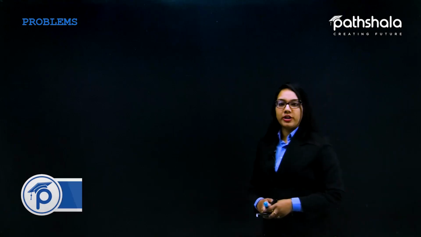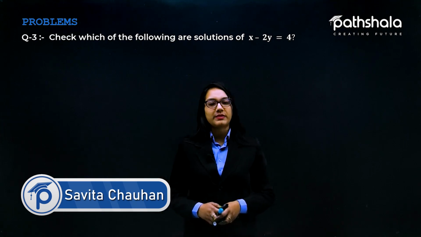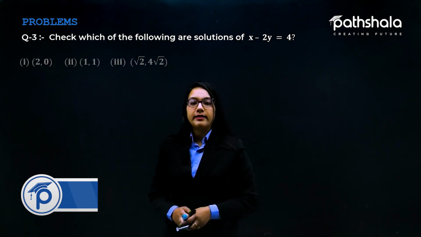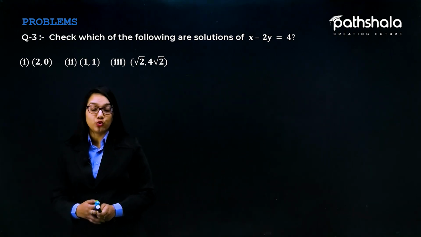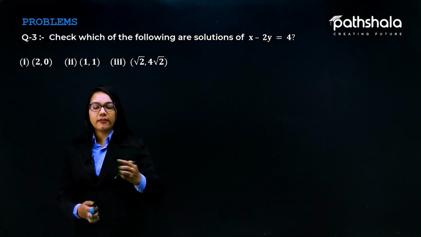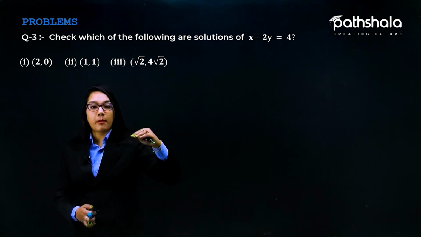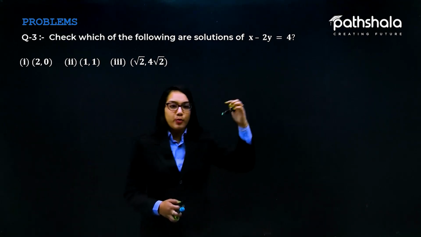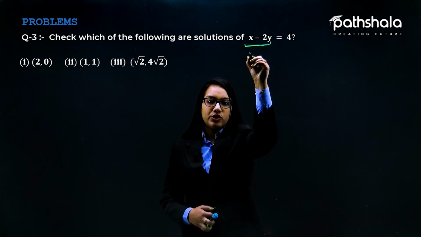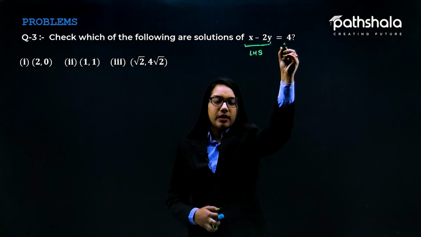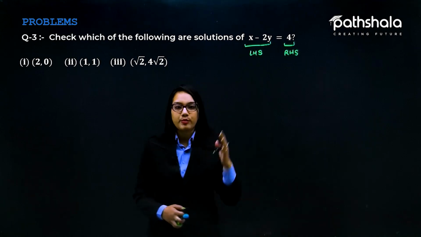Now let's move on further and talk about question number 3. It says check which of the following are the solutions of x minus 2y is equal to 4, and the options are: 2 comma 0, 1 comma 1, and root 2 comma 4 root 2. If these are solutions of this equation, then the LHS would come out equal to the RHS. Taking x minus 2y as my LHS and 4 as my RHS, the LHS should equal the RHS after substituting all these points in the LHS.